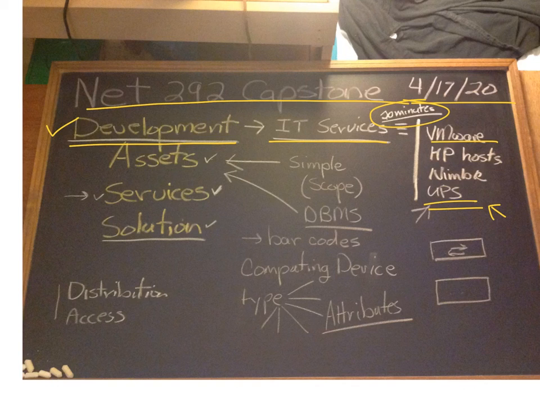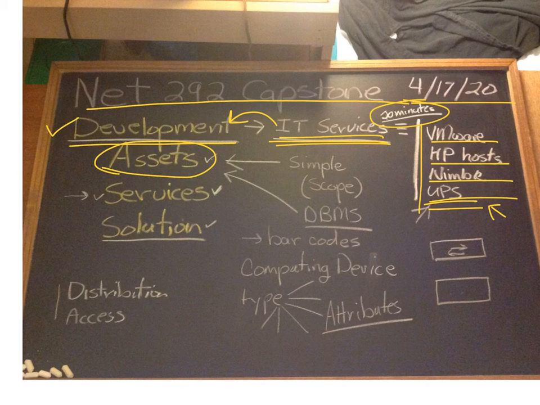So we talked about VMware, HP hosts, Nimble, some of the physical things that are in there. IT services are going to help us do the development phase. So today we talked a lot about assets. Really doesn't have much to do with this initially, so we want to keep it simple with the scope.